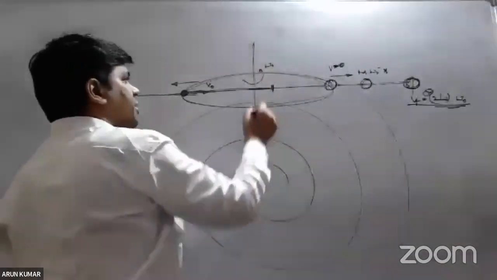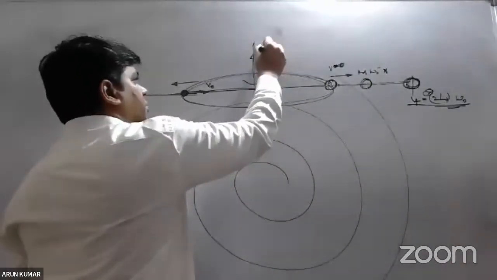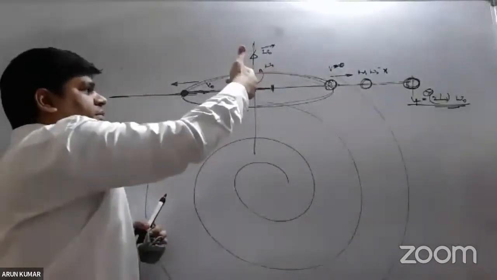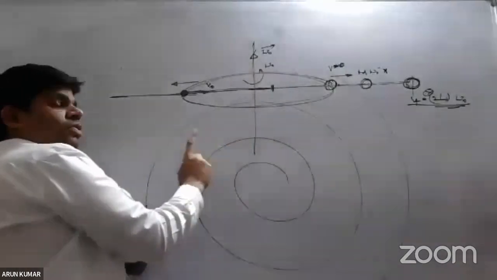Alright, omega is vertically upward. If omega is like this, my sense of rotation is anti-clockwise when seen from above or clockwise when seen from below.